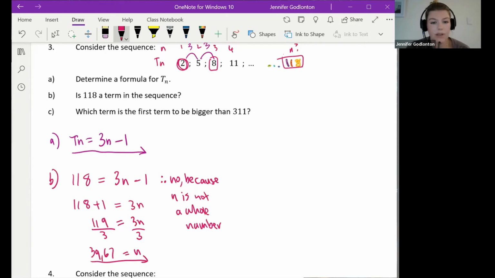You could move the 3n to the other side, but then it would be a negative 3n, and then you would just divide by negative 3. That's fine.